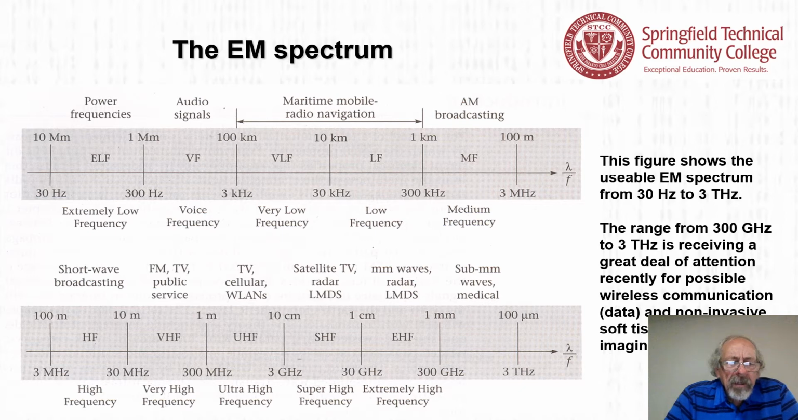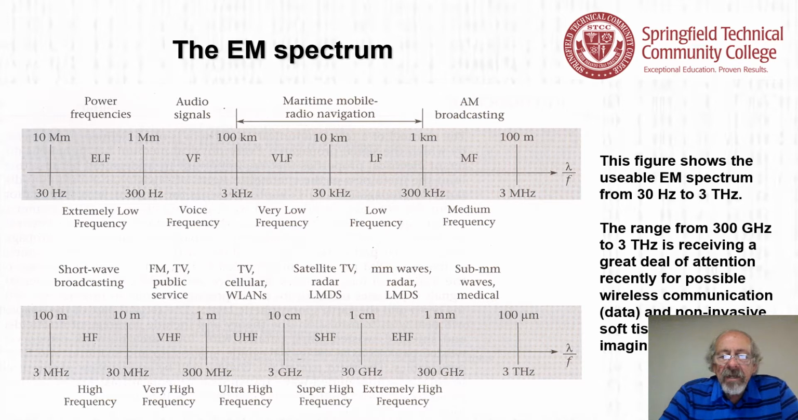And you might notice that the first designation is 100 meters, then 10 meters, 1 meter, 10 centimeters, 1 centimeter, 1 millimeter, 100 micrometers. 100 meters is 3 megahertz. 100 micrometers is 3 terahertz. So we go from 3 to 30 megahertz is high frequency. 30 to 300 is VHF. 300 to 3 gigahertz, ultra high frequency. 3 gigahertz to 30 gigahertz, super high frequency. 30 gigahertz to 300 gigahertz, extremely high frequency.